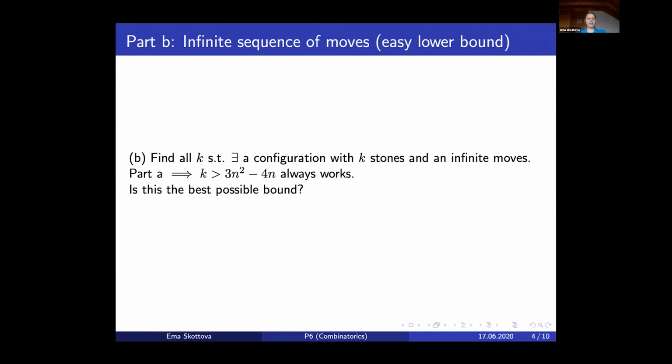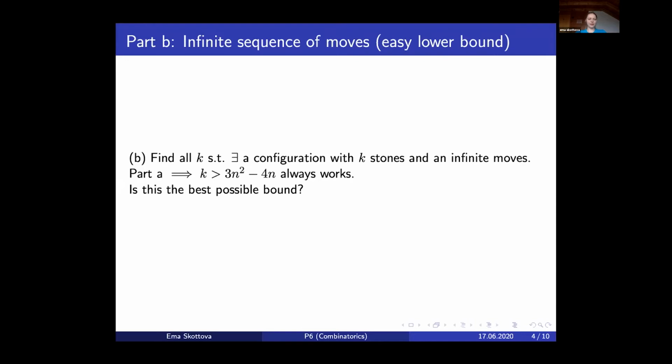But now the question is, is this the best possible bound? And it would be kind of weird if it was, not because it's the same bound as in part A, maybe that just happens in some problems, but because in this bound, the configuration doesn't matter. No matter how you distribute the squares, it always works with that. And that seems like we're kind of wasting stones. So we have to look if there might not be a lower bound.